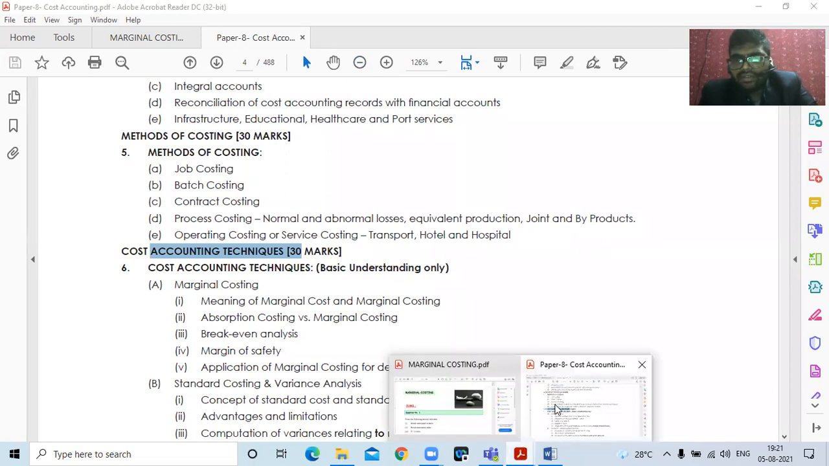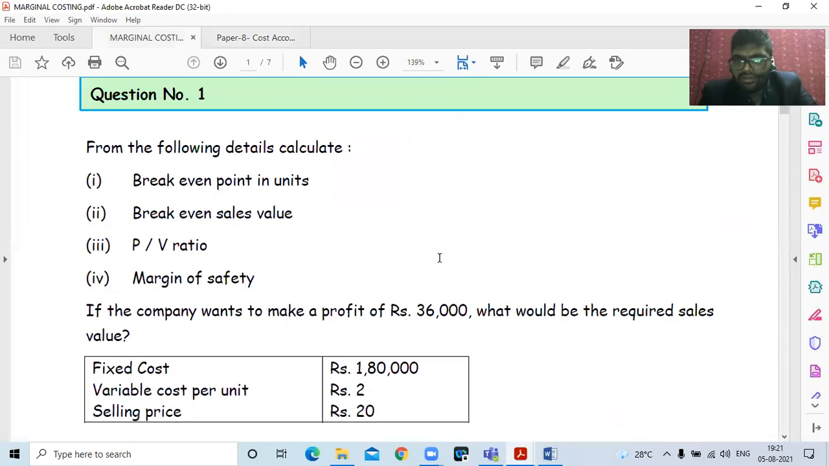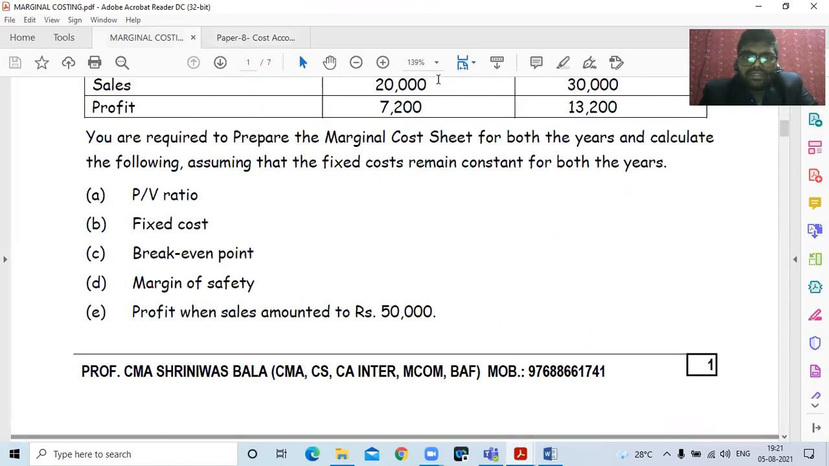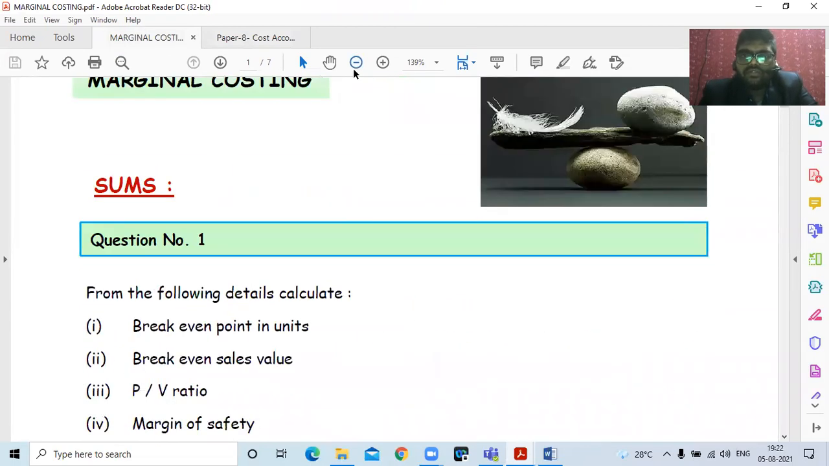See, I'm starting with my syllabus only. I'm starting with my marginal cost chapter only. We will be solving one or two sums of marginal cost. Just give me a minute. I will open one folder which has the formulas and everything of your marginal cost. Just give me a minute.